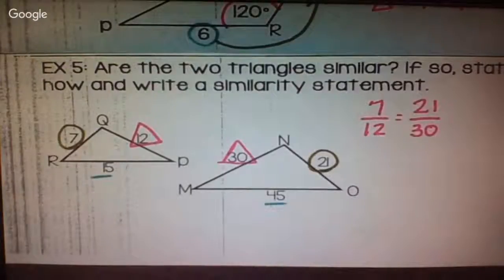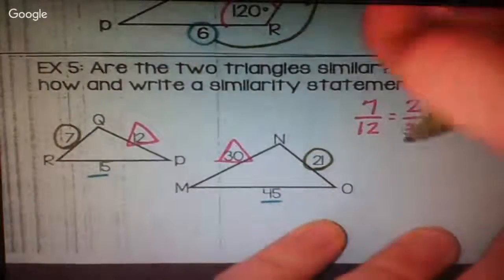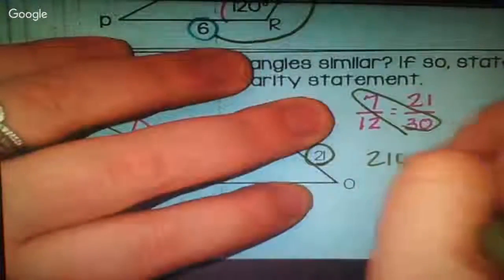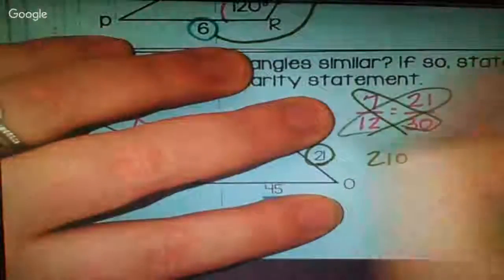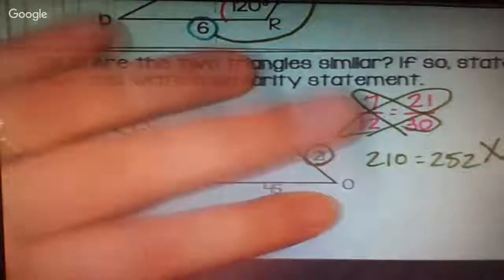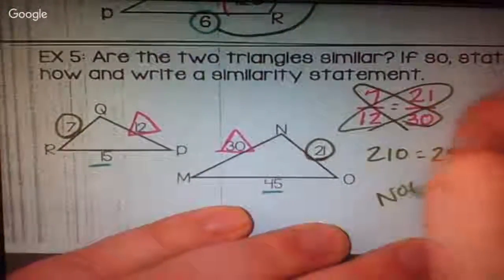If you do small over small, you then have to do medium over medium. They don't equal. Okay, you said this doesn't equal? What's 7 times 30? 210. What's 12 times 21? 252. That automatically doesn't work, so that means these are not similar.